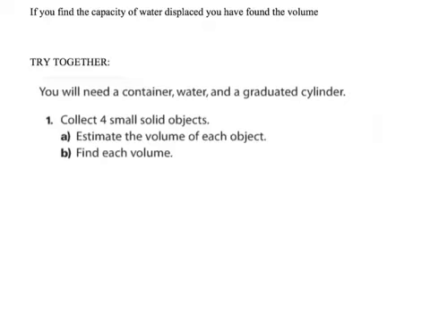Now you want to try that together or with your group. So using your container, and the container that I've given you is a graduated cylinder, so it does have the measurements on the side. You will need the water and you'll need some kind of an object that you're putting in. Okay, so 4 small solid objects that can be placed into the water and that will actually fit into the graduated cylinder that you have been provided. First of all, take an estimate. What do you think? How much do you think this will be? And then find the volume by following the steps, placing that object into the water, finding the difference of the measurements. Go ahead and try that now.